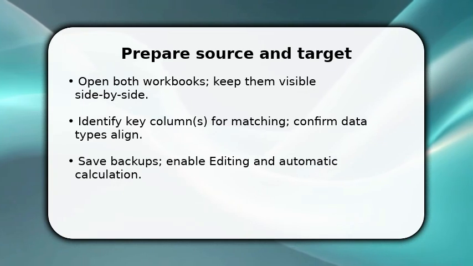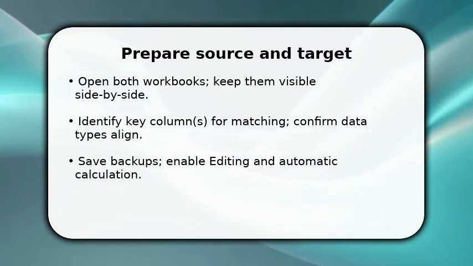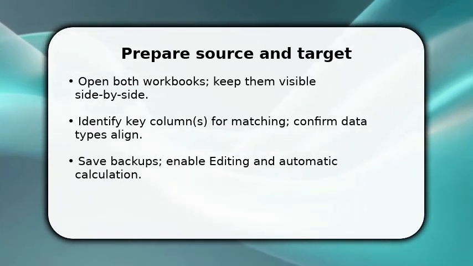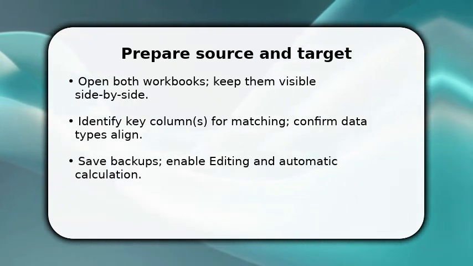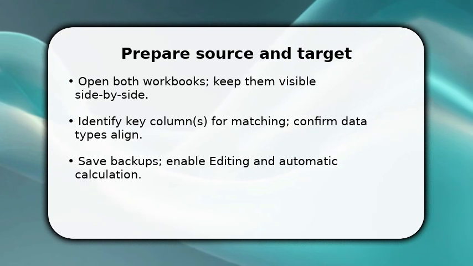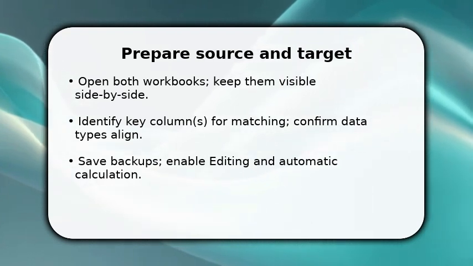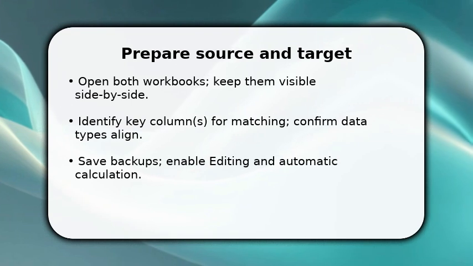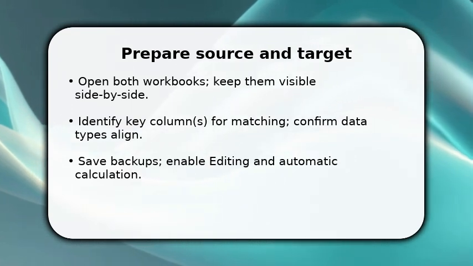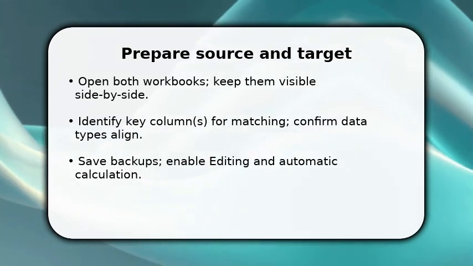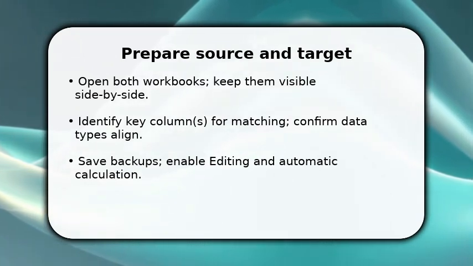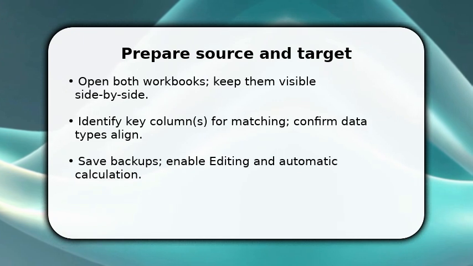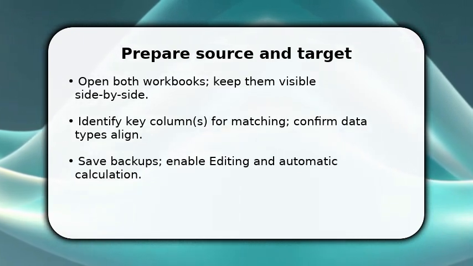You start by opening both Excel files and placing them side by side so you can reference data visually. Once done, locate the key column you'll use to link records and verify text, numbers, and dates match in format, because mismatched types break formulas. Save a quick backup before proceeding and ensure editing and automatic calculation are enabled. This prevents stale results.